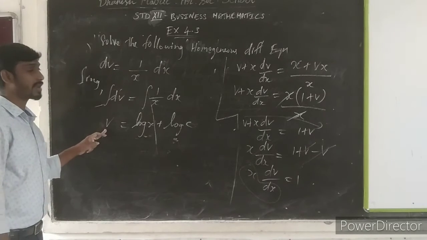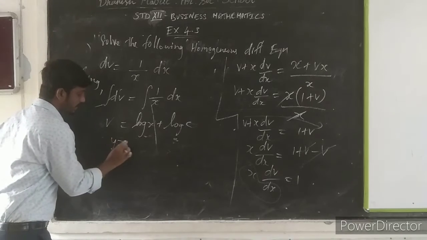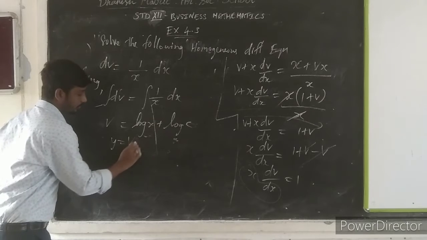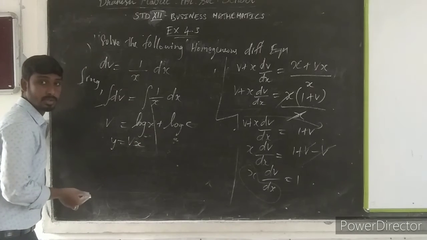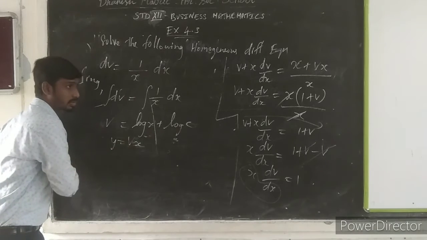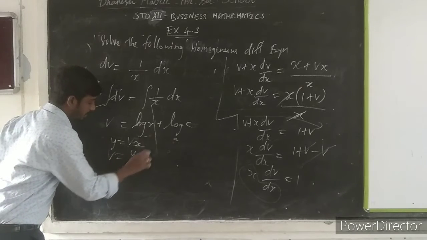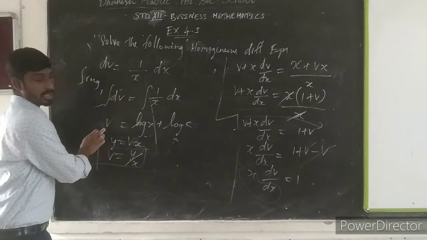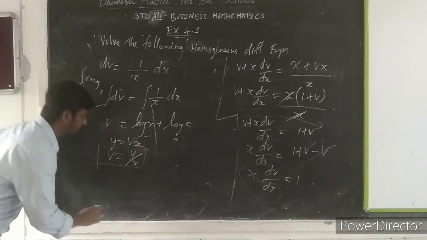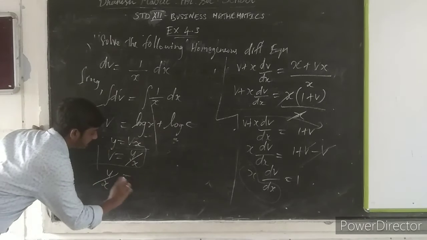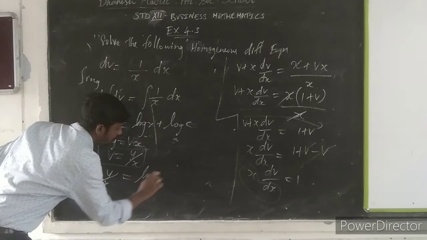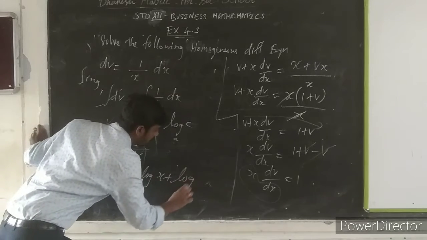What is the value of v here? Here itself we have y is equal to vx. So if you are going to find the v value, the multiplication of x will go to the other side and change into dividing here. So v is equal to y divided by x. Now we are going to substitute into this equation. So we are getting y divided by x equal to log x plus log c.